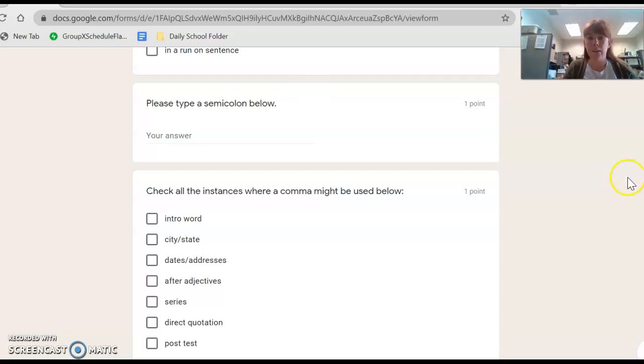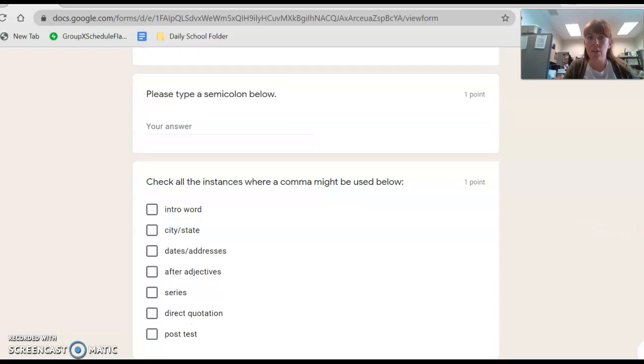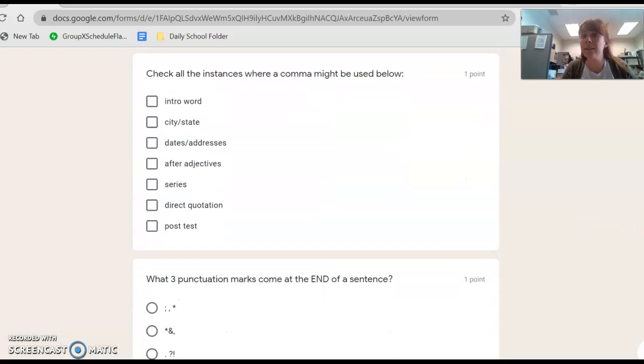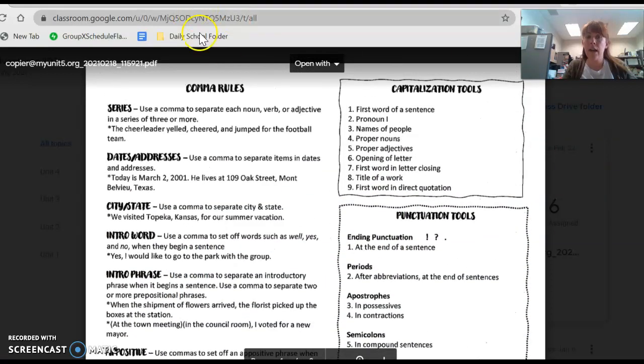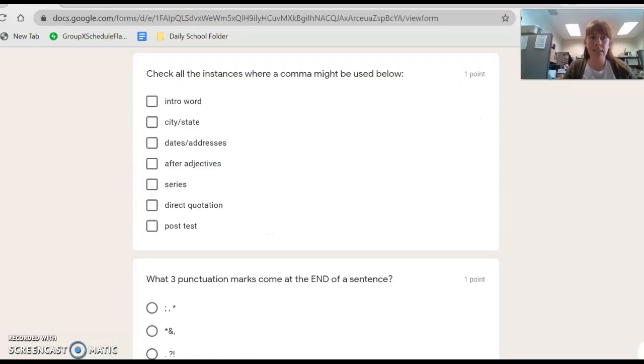Okay? Next question, check all the instances where commas might be used. All right, if you look at the cheat sheet, there's a whole section for commas, comma rules. It's the whole left side of the paper, okay? So look for these instances here.